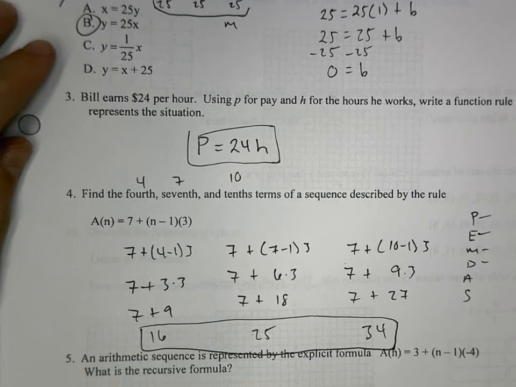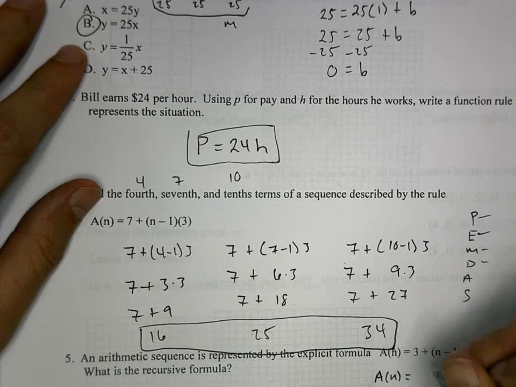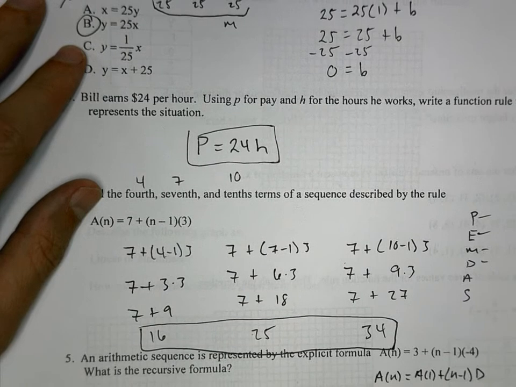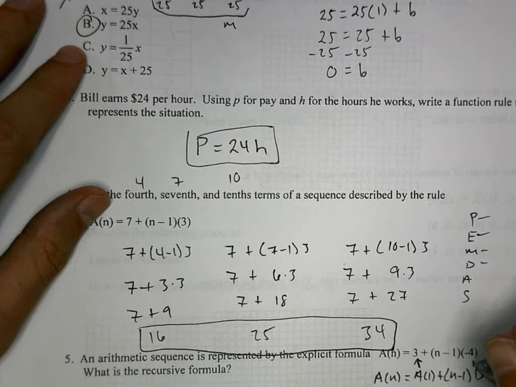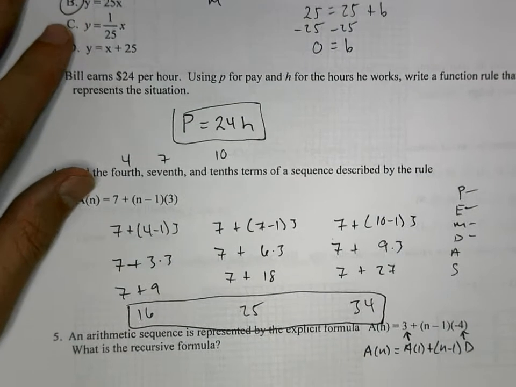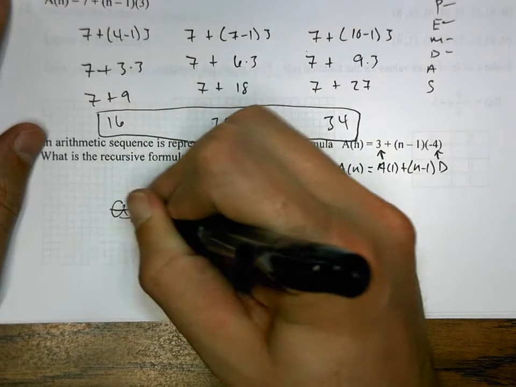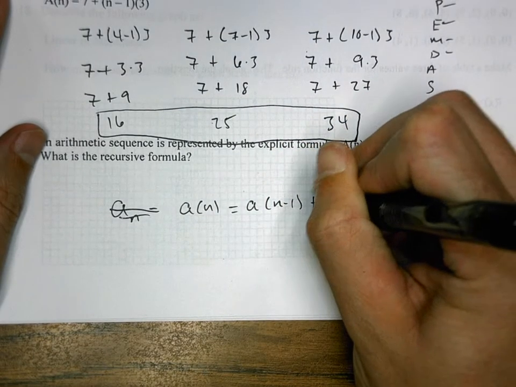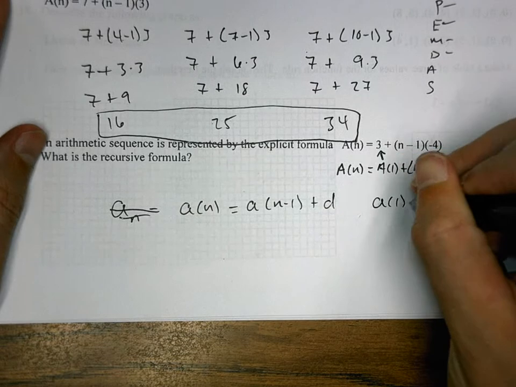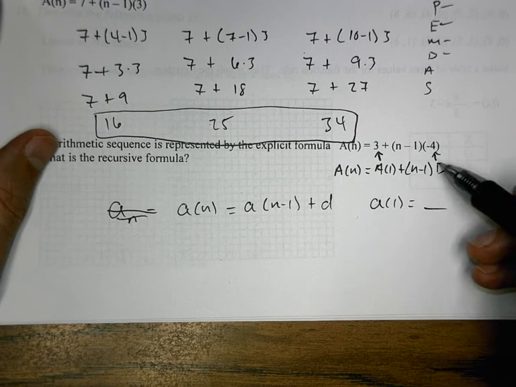Explicit formula, here we go. What is the recursive formula? So an explicit formula looks like a of n equals a of 1 plus n minus 1 times d. So notice how instead of a of 1, there's a 3, and instead of d, you have negative 4. So in our recursive formula, a of n equals a of n minus 1 plus d, where a of 1 equals blank. We're going to just plug in for a of 1 and d.